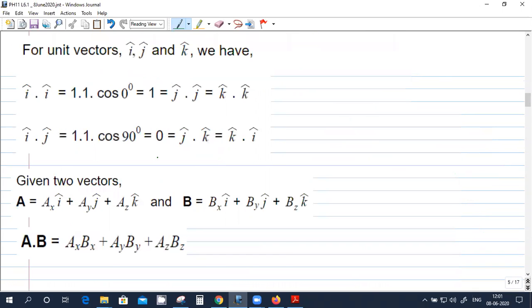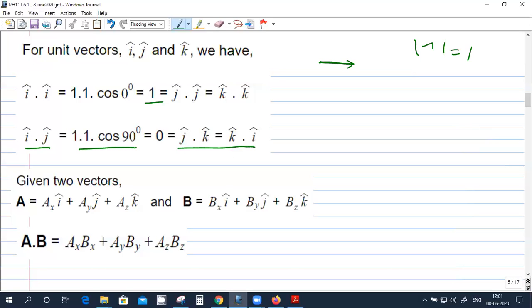You know unit vectors, right? I cap, J cap, K cap along X, Y, Z axis. I cap dot I cap: the projection of this onto this will be the same, and the magnitude is one. Cap means magnitude is one. So this is one into one, so it will be one, and it is the same as J cap dot J cap and K cap dot K cap. I cap and J cap are perpendicular, so the product is 0. Similarly, J cap with K cap, and K cap with I cap.